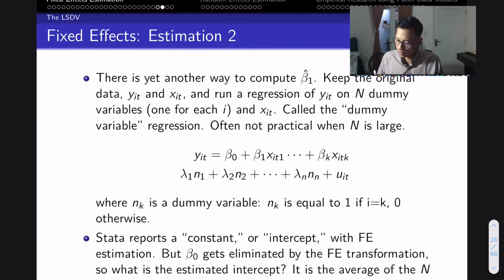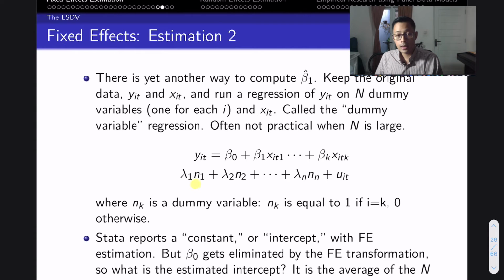As you can see here, I'm going to regress y on x1 until xk, and at the same time I'm going to include dummy variables, where n1 is equal to 1 if it's the first individual, n2 is equal to 1 if it's the second individual, and nn is equal to 1 if it's the nth individual.